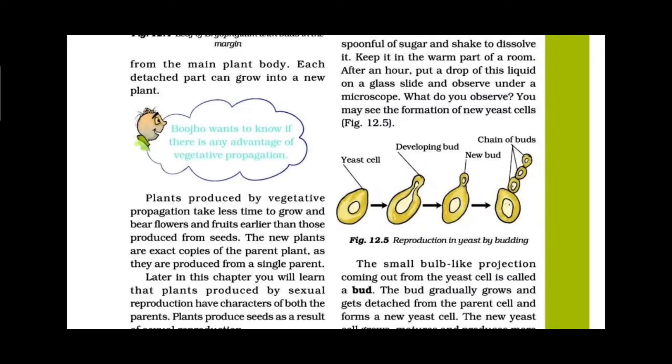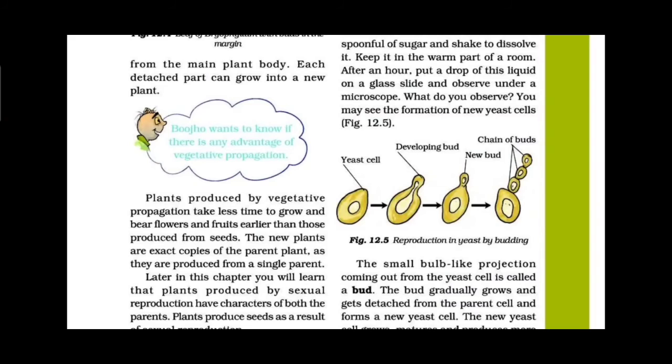Okay. So while we are observing in the microscope, it is like what? Bulb-like structures. First one is yeast, then developing bud, then new bud, then chain of buds. See the reproduction in yeast? We are observing it with what? With a microscope, like a slide.